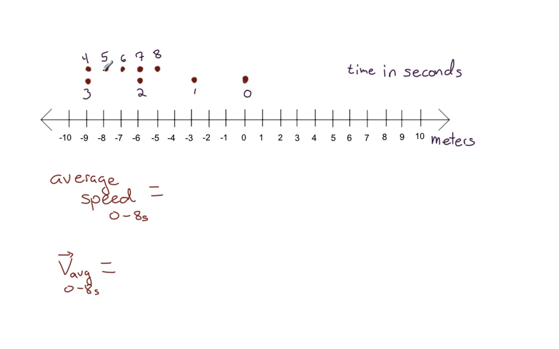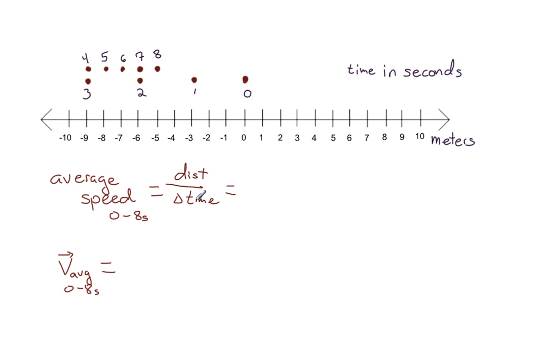But then it starts moving again to the right, and moving a little bit slower than it was before. And by 8 seconds, it stops at this position of -5 meters. So what if we were to calculate the average speed for this motion? Remember again that this is the total distance traveled divided by the change in time.